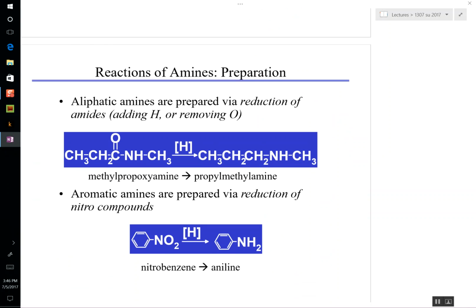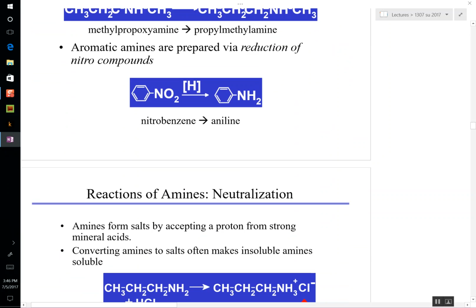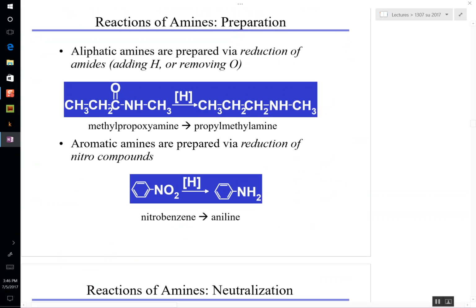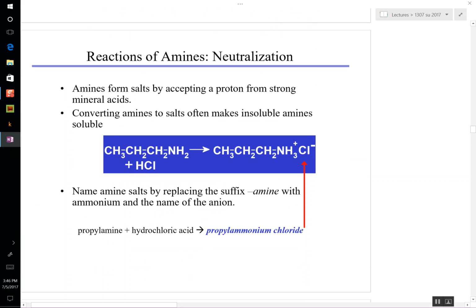Okay, reactions. I'm going to skip that reaction. How to prepare amines. The way they're preparing it, they're reacting it with an amide, and we haven't gotten to amides yet. All right.